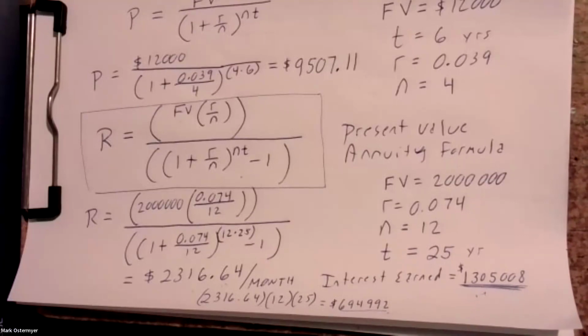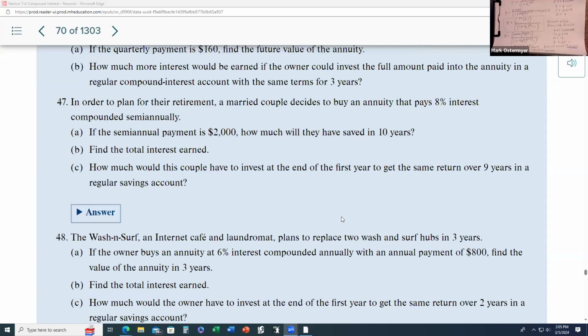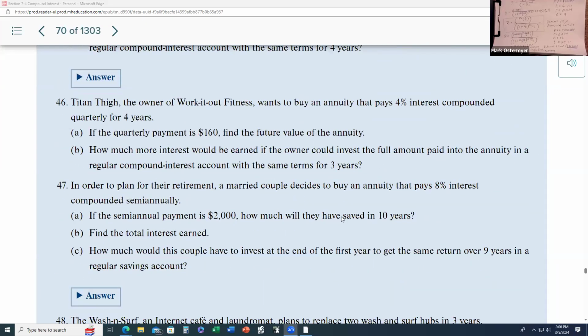All right. So that's a classic problem, number 52 there. I'm going to back up to number 46 here. Maybe we can try this one for classwork. I just want you to do 46A. Don't worry about B. Titan Thigh, the owner of Work It Out Fitness, wants to buy an annuity that pays 4% interest compounded quarterly for 4 years. If the quarterly payment is $160, what would be the future value of this annuity? Go ahead and do that. We'll call this classwork 3.